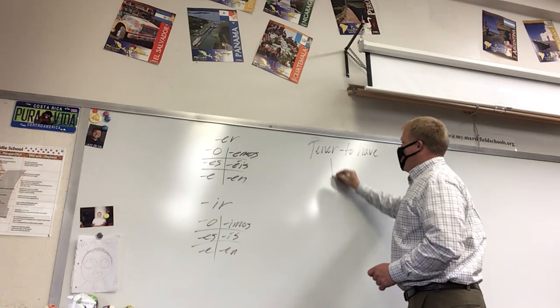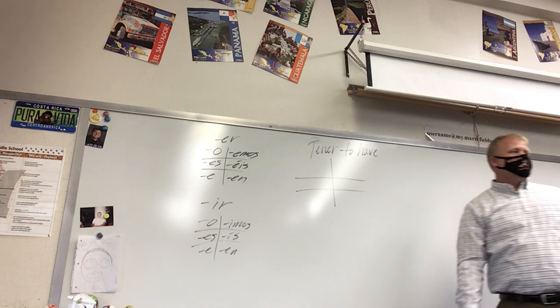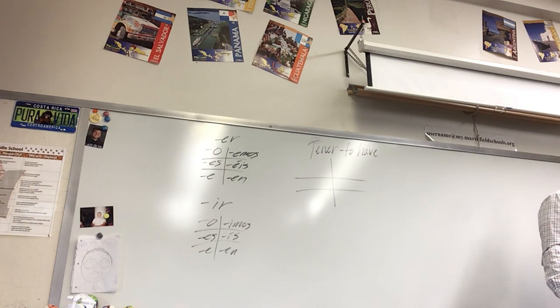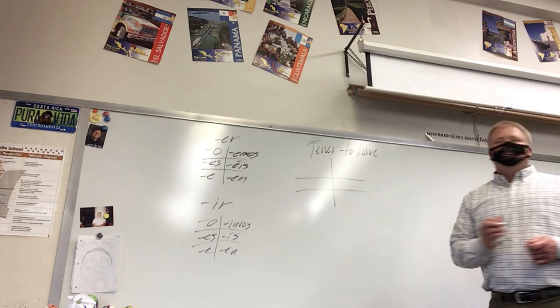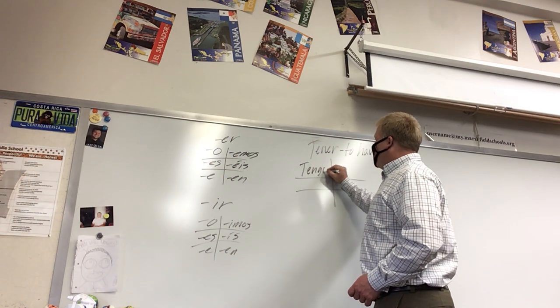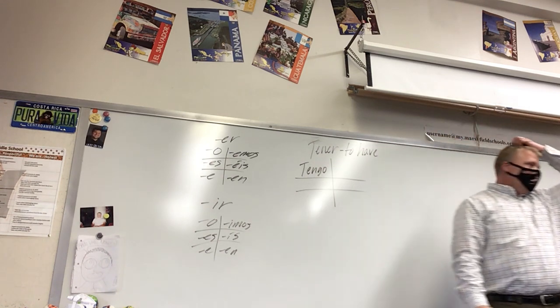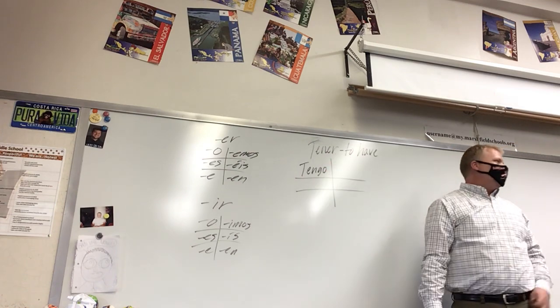So our new verb today is tener. It means to have. It's irregular. Okay? Any guess what the yo form is? Tengo. Tengo. We call it a go verb because there's the word go in it. Right? So it is an ER verb, but so far it doesn't follow the pattern.